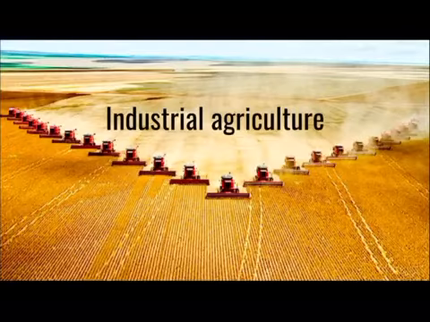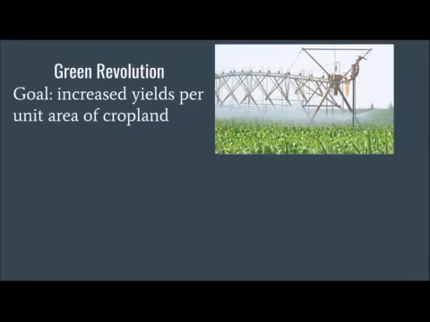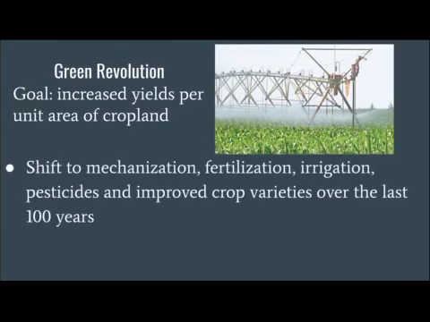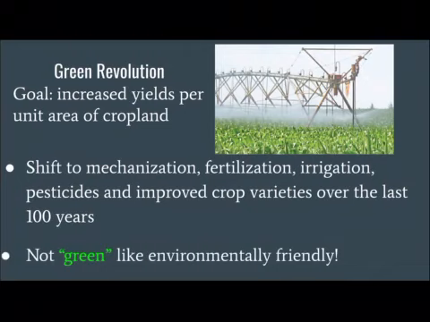So the Green Revolution was really when we switched to industrial agriculture. Our goal was to increase our yields of crops per unit of land or cropland. So this is back in the late 60s, early 70s when we really started shifting to mechanizing our farms, using fertilizers, irrigation, using pesticides, and even improving our crop varieties that we'd been using for agriculture over the last 100 years. So when we say green, we mean produce more food and more crops.